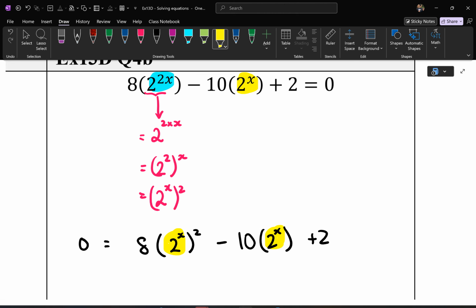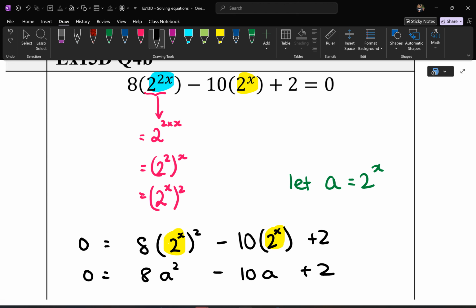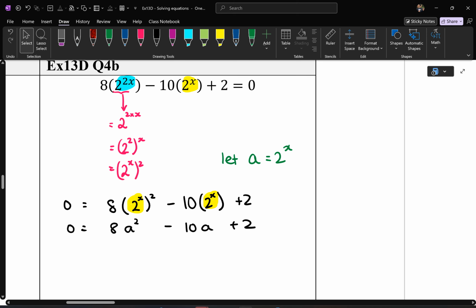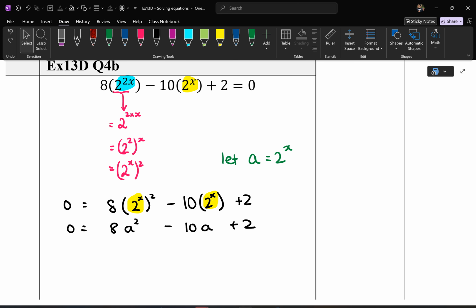see that? If you gave it a letter, if it makes it easier for you, if you just said something like, let a equal to 2 to the x, suddenly you change your problem into a quadratic problem by having 8a squared, take away 10a plus 2. See what I've done there? All I've done is I've changed something that looks a bit intimidating and a bit confusing to something a bit more familiar. Okay, and the tip is right there.